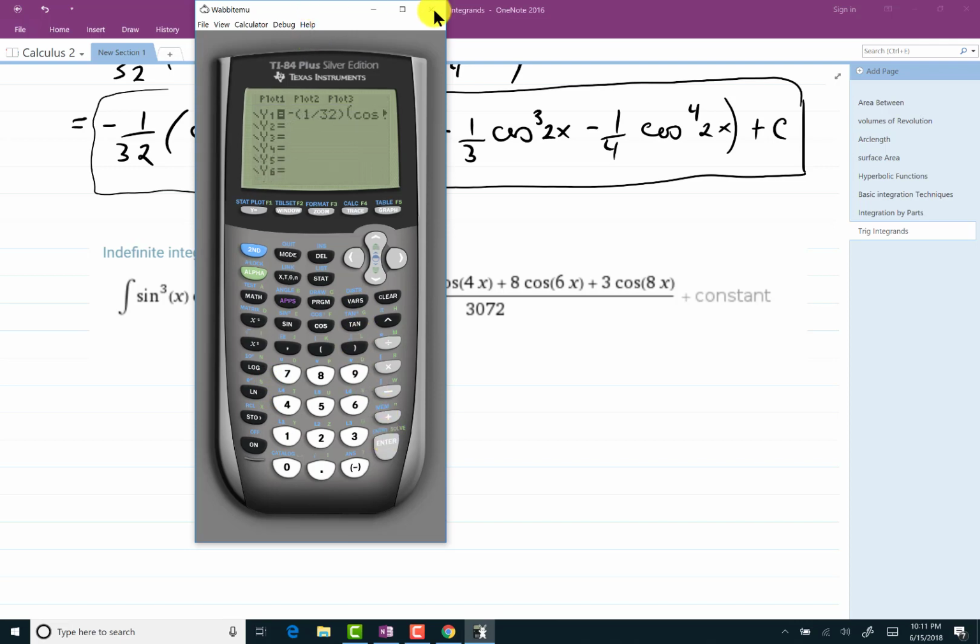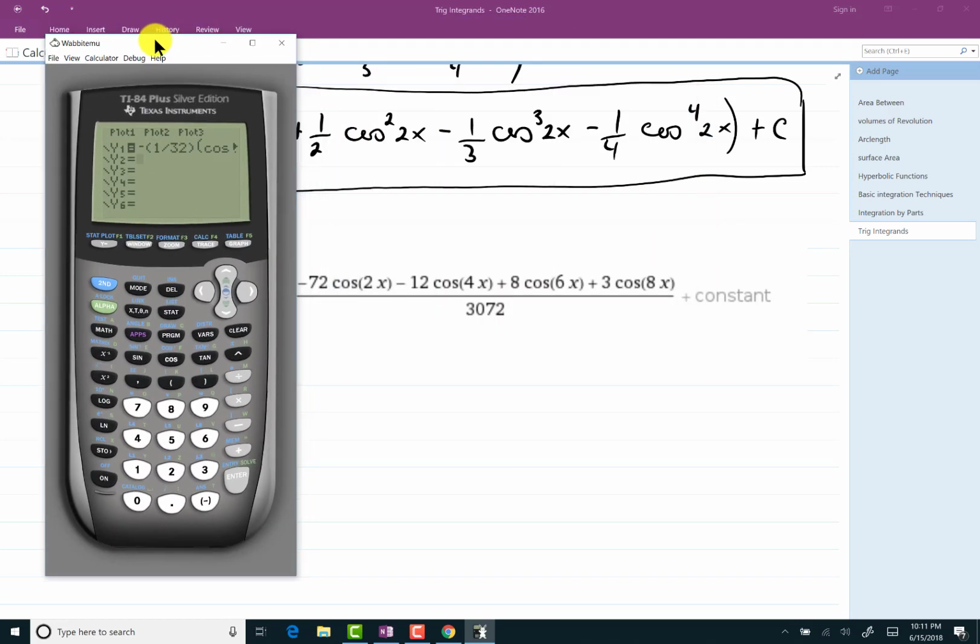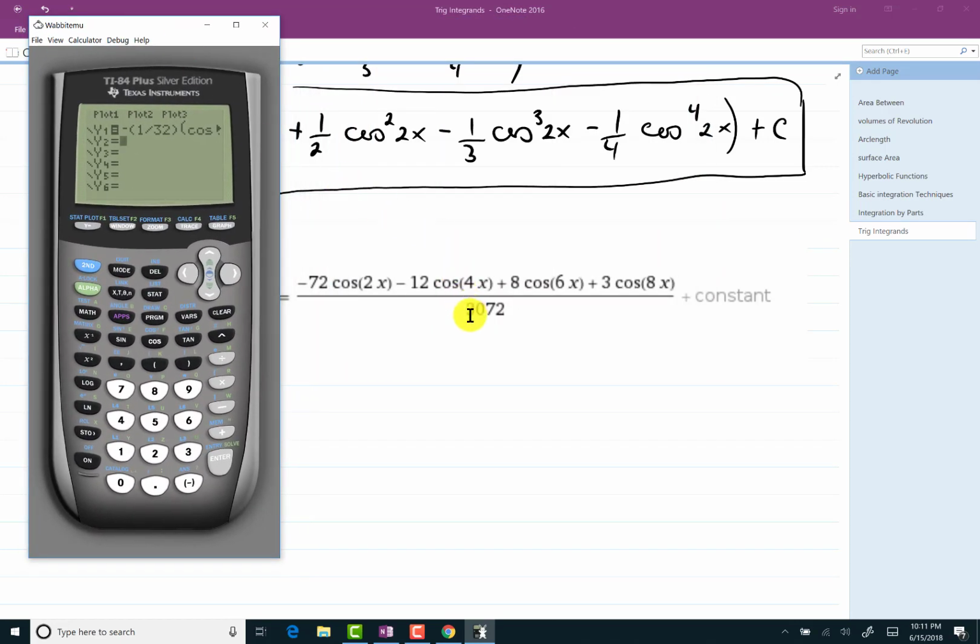Now the version that Wolfram gives me has a 3072 plus a constant. That's what they use. So let me see if I can put this in. I'm going to put the 1 over 3072 first. So I'm going to do 1 divided by 3072. And now let me put the rest of the stuff here.